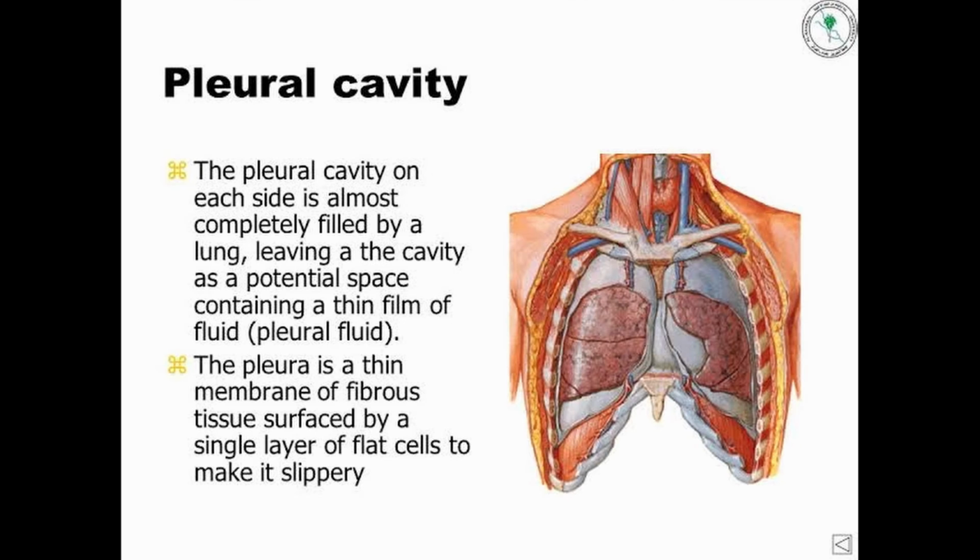The pleural cavity on each side is almost completely filled by a lung. As you can see on the diagram, there are the lungs and the pleural cavity. On both sides it is completely filled by the lung, leaving the cavity as a potential space containing a thin film of fluid, which is known as pleural fluid. Pleura is a thin membrane of fibrous tissue surfaced by a single layer of flat cells to make it slippery. Because of the presence of the flat cells, it is slippery. So this is the pleural cavity.